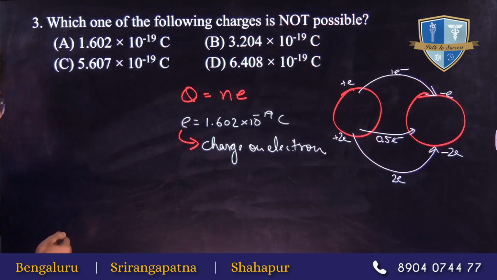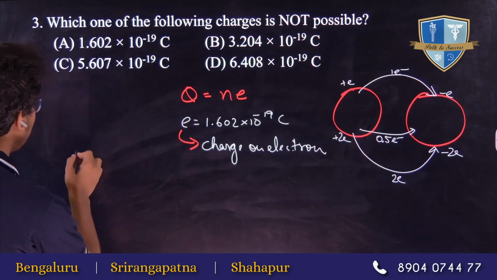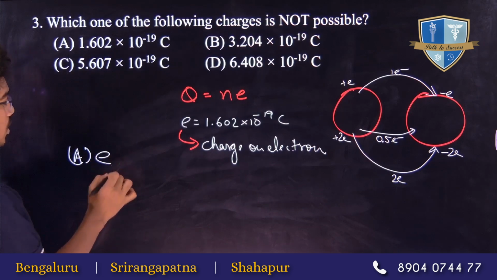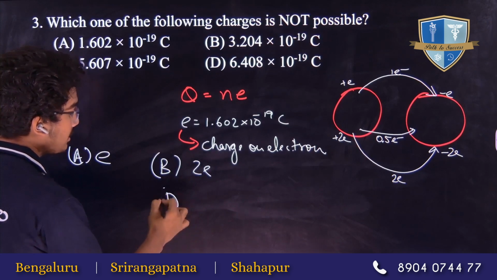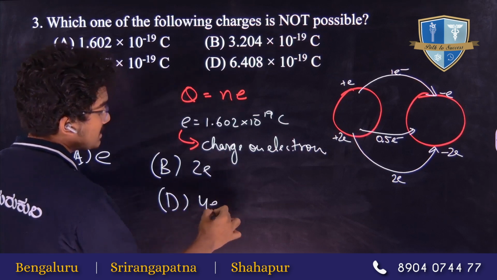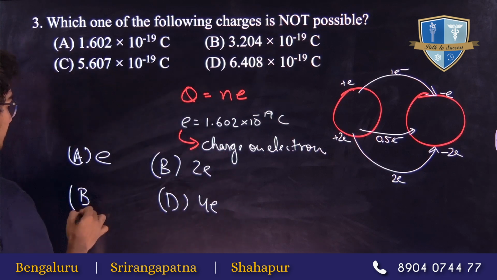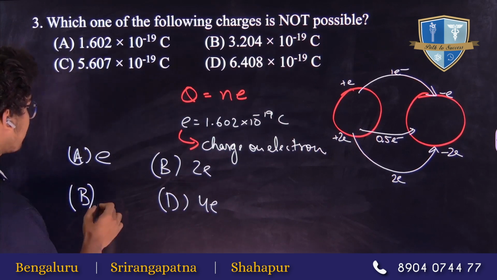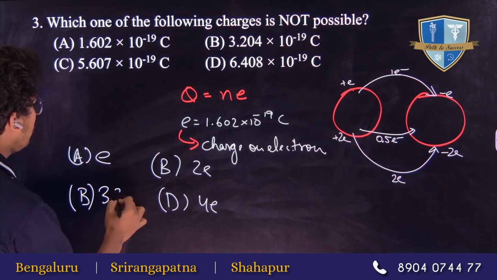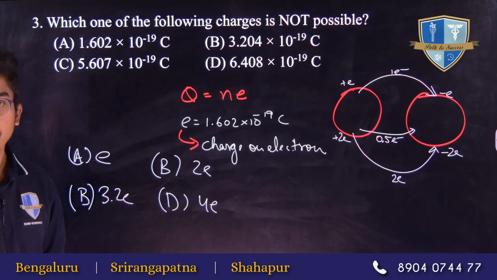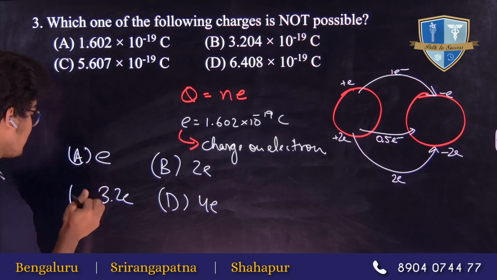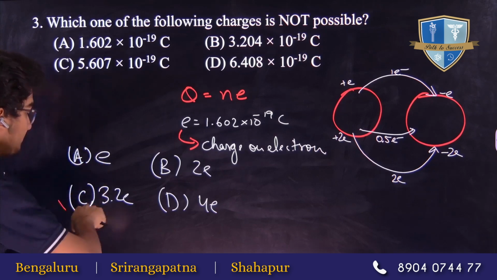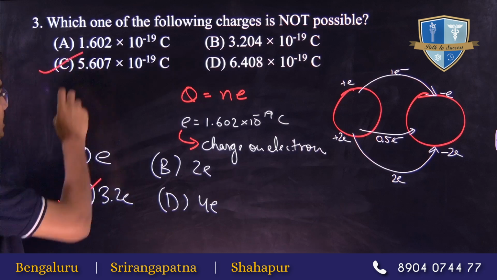So let's see our options. Option A is actually e charge, correct? Option B is 2e charge, and option D, you will see it is 4 times e charge. Our option C is something like 3.2e charge, which is not an integral multiple of e. So our correct option will be option C, correct? Option C is our correct answer.